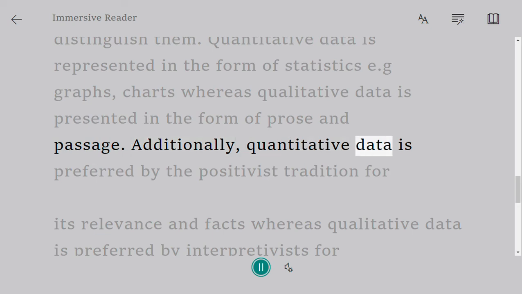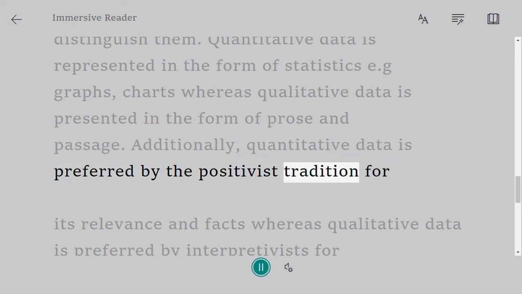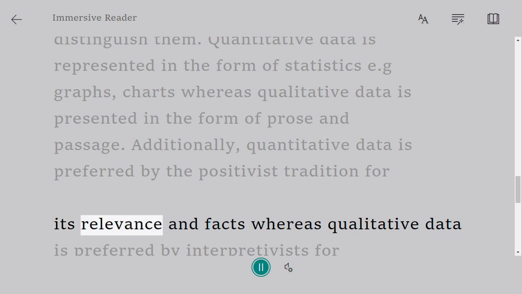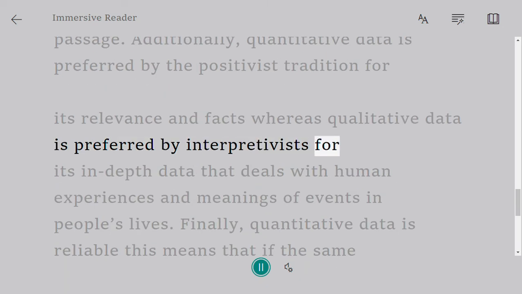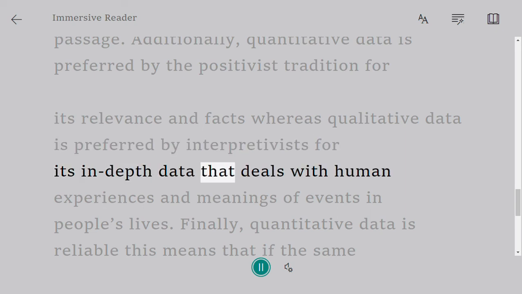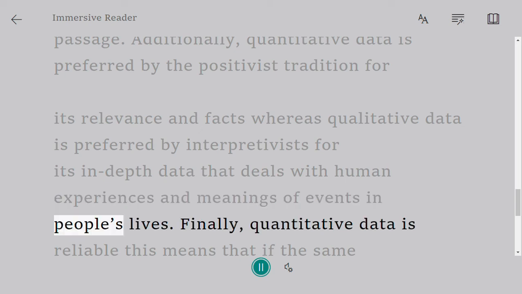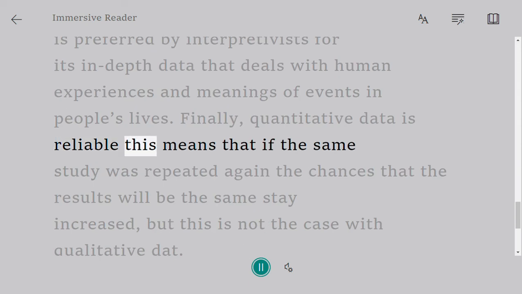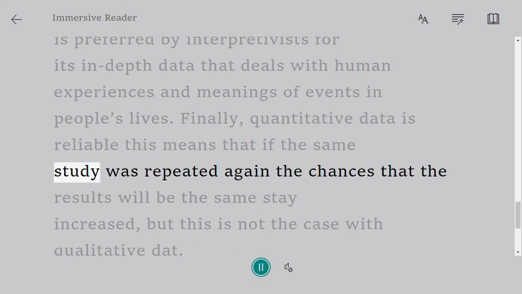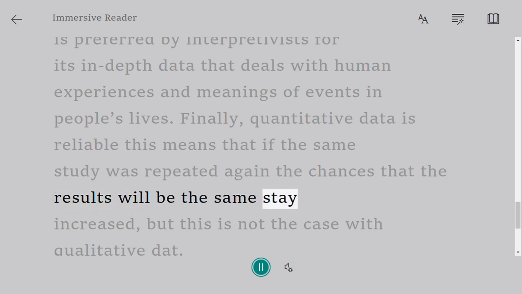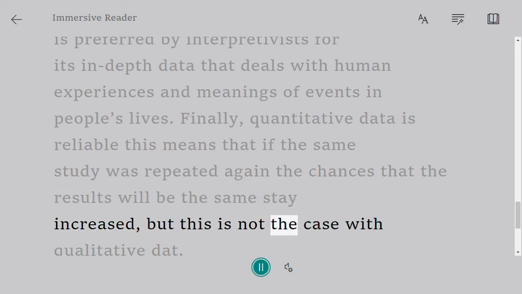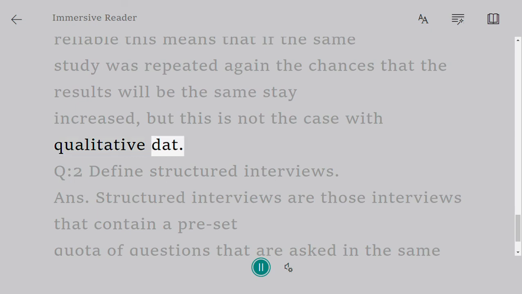Additionally, quantitative data is preferred by the positivist tradition for its relevance and facts, whereas qualitative data is preferred by interpretivists for its in-depth data that deals with human experiences and meanings of events in people's lives. Finally, quantitative data is reliable. This means that if the same study was repeated again, the chances that the results will be the same stay increased, but this is not the case with qualitative data.